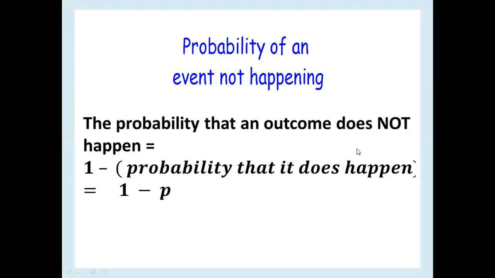This is the main part of our lesson. Everything before was just revision of probabilities. Now, probabilities of an event not happening. Something will not happen, not impossible to happen, not happen. The probability of an outcome not happening is, as a general rule, 1 minus the probability that it does happen. Not happening means 1 minus happen. So it's 1 minus p.